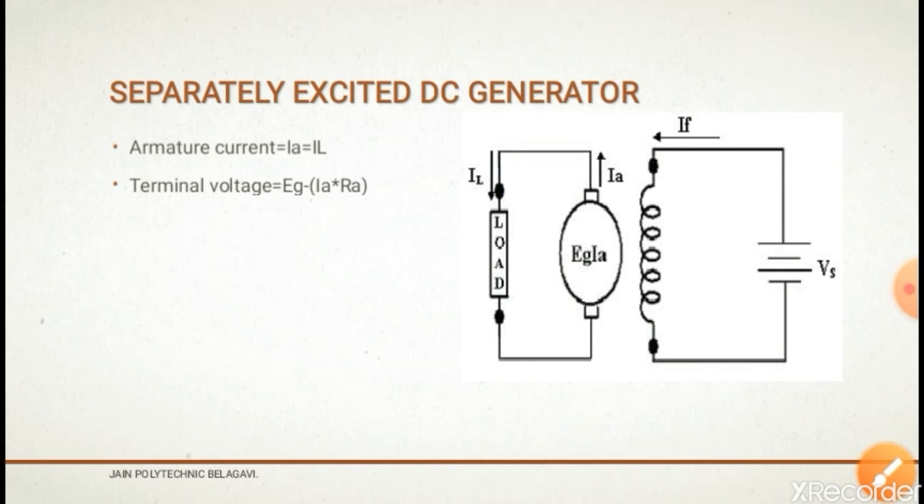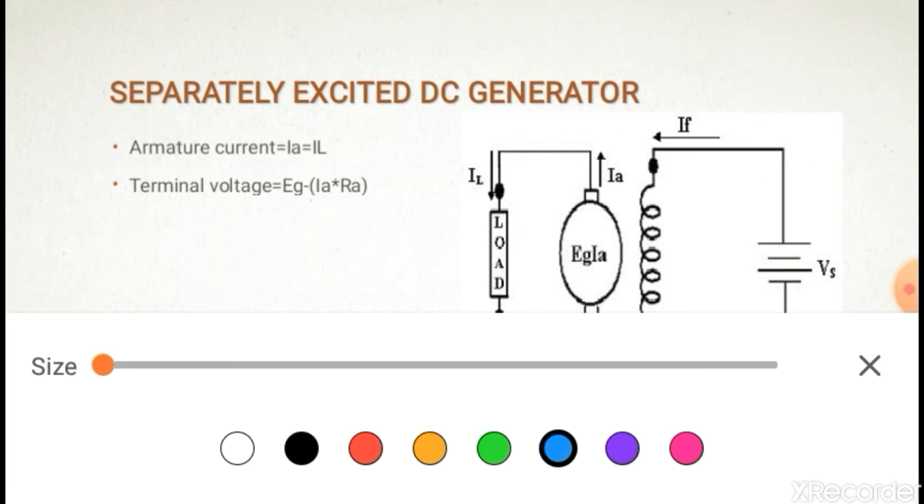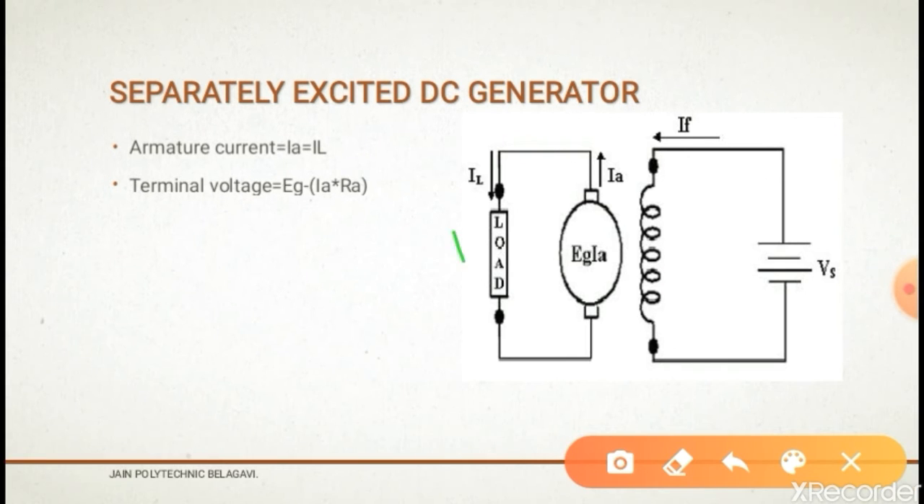Next is the terminal voltage across this load, which we can measure between these two terminals. It is given as V equal to Eg, the generator induced EMF, minus Ia into Ra. This Ia into Ra is nothing but the voltage drop across the armature winding.